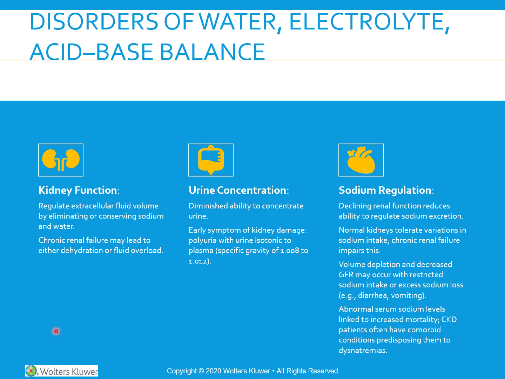of kidney damage. With sodium regulation, declining renal function really reduces our ability to regulate that sodium excretion. So normal kidneys really tolerate a lot of variations in sodium intake. And chronic renal failure patients do not tolerate those variations. So volume depletion and decreased GFR often occur with restricted sodium intake or excess sodium loss. Abnormal serum sodium levels are also linked to increased mortality. CKD patients often have comorbid conditions that predispose them to dysnatremias, either hyper or hyponatremias.